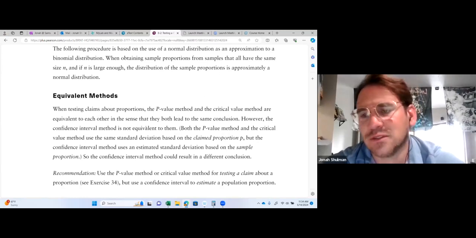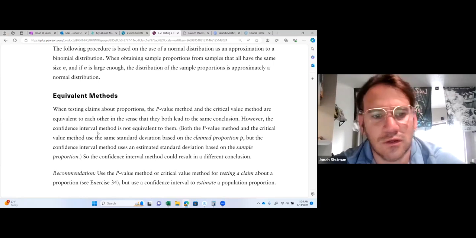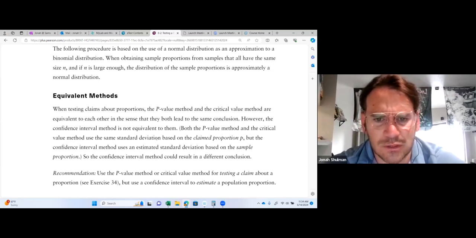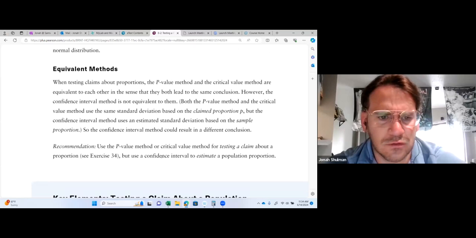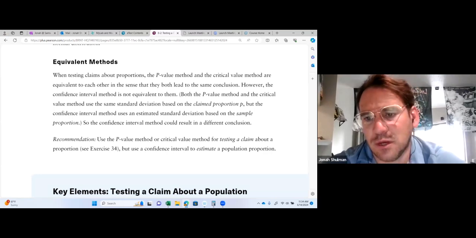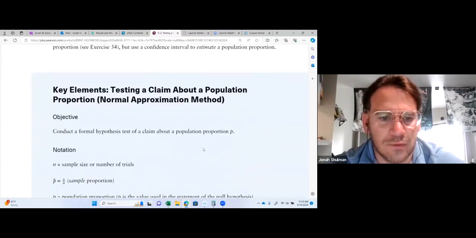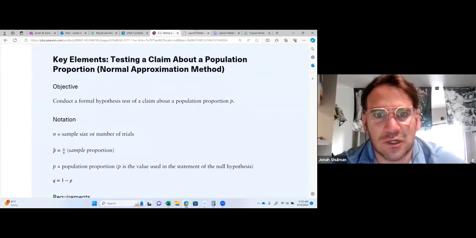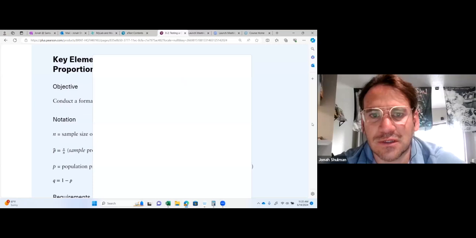When testing claims about proportions, the p-value and critical value methods are equivalent to each other, they both lead to the same conclusion. This is the kind of thing I showed in the last video. So the p-value and the critical value will definitely be the same thing. They're using the same standard deviation based on the claimed proportion p. The confidence interval method could result in a different conclusion. So they're recommending we use the p-value method for testing a claim about a proportion, see exercise 34, but use a confidence interval to estimate the population proportion. Okay. All right, so here's our crazy formulas, and we're going to get into it.